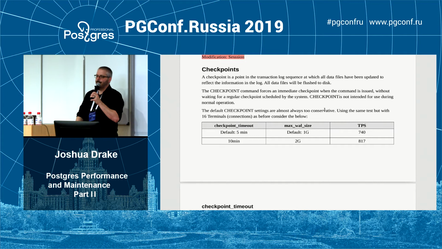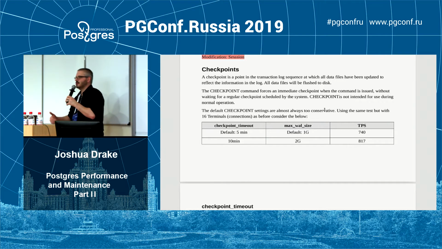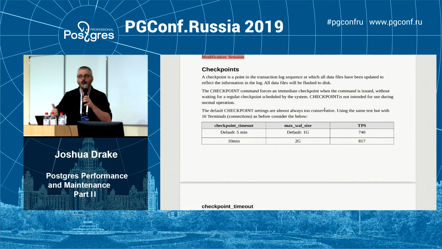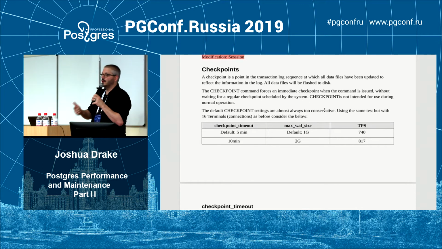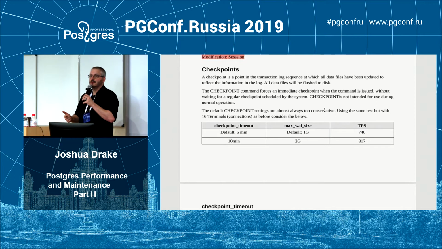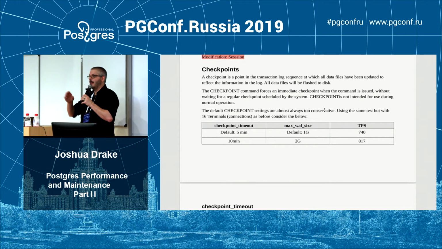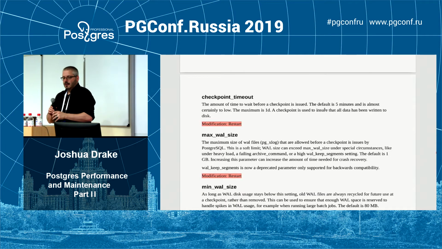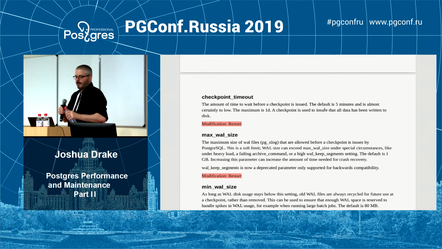Personally, I would set that to a minimum of 1 hour and have your max wall size be somewhere around 5 gig. Because you really only need this checkpoint, A, because it makes you feel better, and that's valid, don't get me wrong, and B, when you're running base backups, binary full backups. And that'll do it by itself.